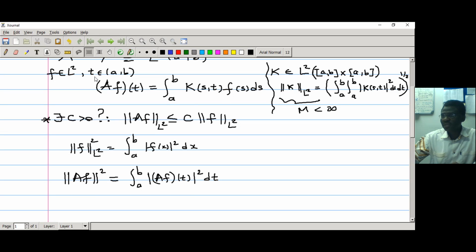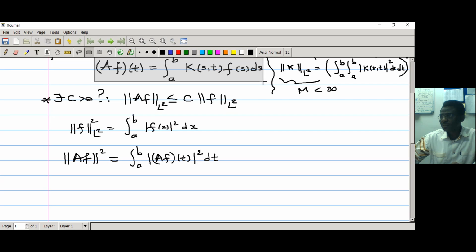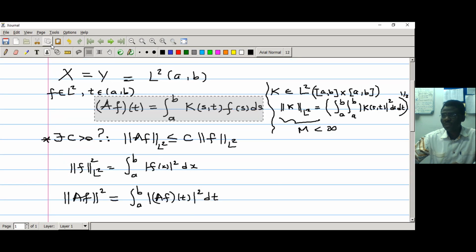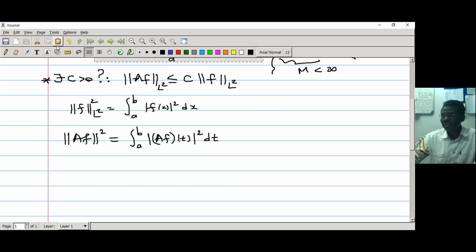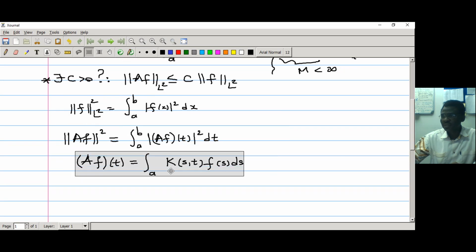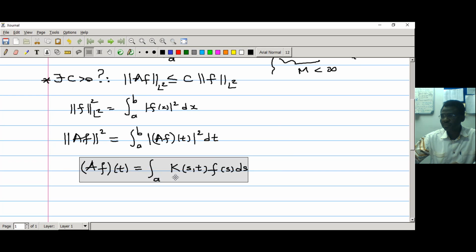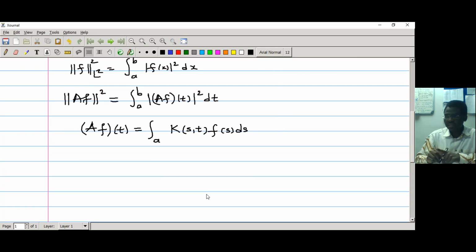So maybe a quick way to do that will be to copy and paste. I write this. So I take the absolute value. So this is the absolute value, which is equal to this. So I put the absolute value everywhere.